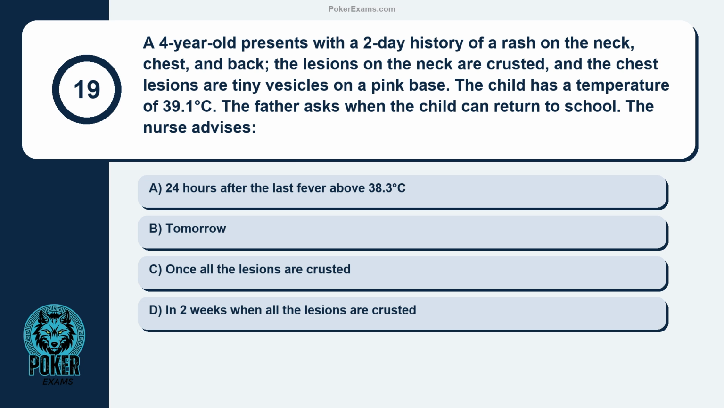The nurse advises 24 hours after the last fever above 38.3 degrees Celsius. Tomorrow, once all the lesions are crusted. In 2 weeks when all the lesions are crusted.